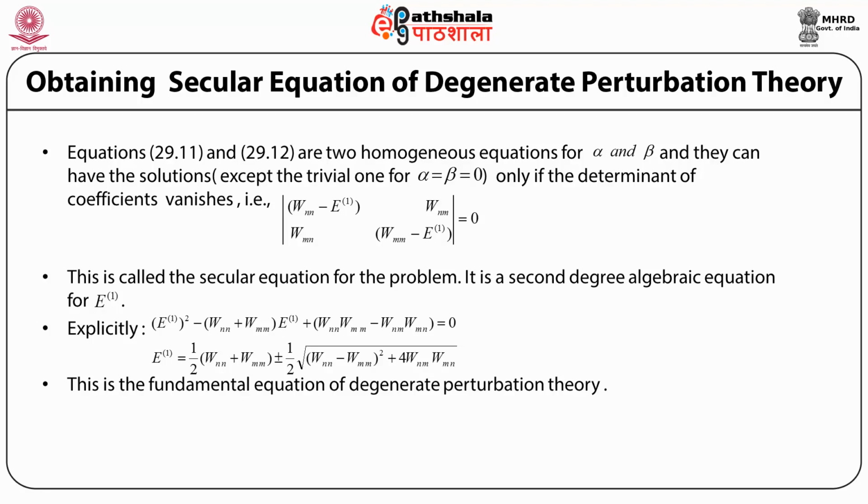Explicitly, E1 square minus (Wnn plus Wmm) into E1 plus (Wnn Wmm minus Wnm into Wmn) equals 0. And E1 is equal to half of (Wnn plus Wmm) plus or minus half of the square root of (Wnn minus Wmm) whole square plus 4 times Wnm into Wmn. This is the fundamental equation of degenerate perturbation theory.